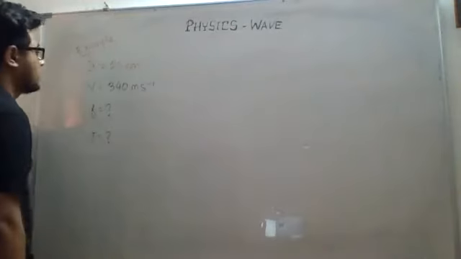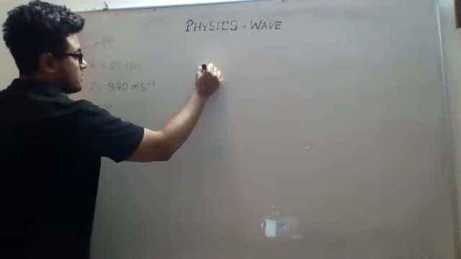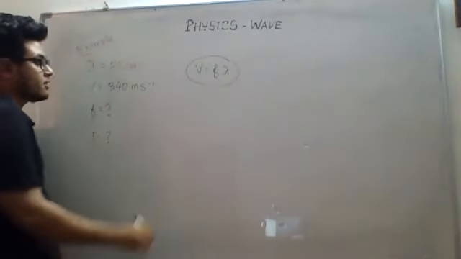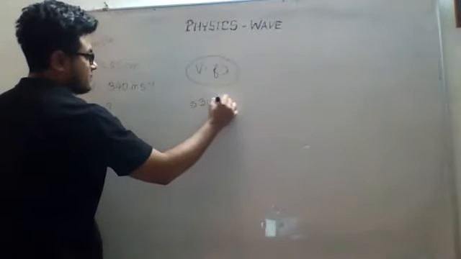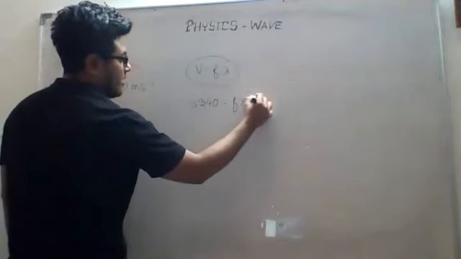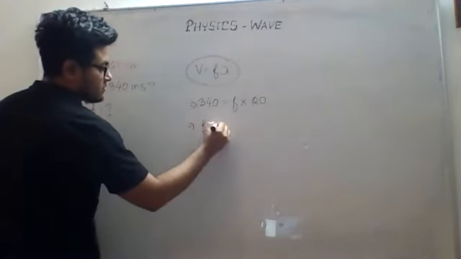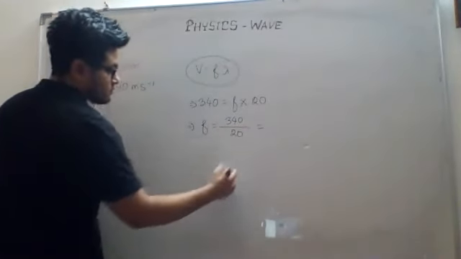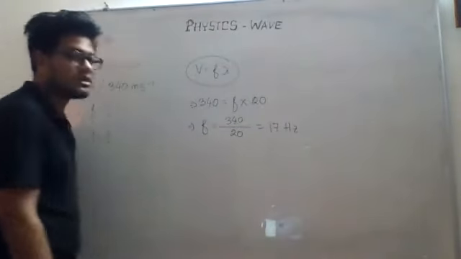Okay, we can find out. Now, looking at this, I can easily write the equation we just proved, right? V equal to f lambda. Now, if I put the value, velocity is 340 is equal to f, which we are trying to find out, into lambda is 20, right? It is given here. So if I calculate the frequency from here, it will be 340 divided by 20. So from here, I am getting 17 and the frequency unit is hertz.